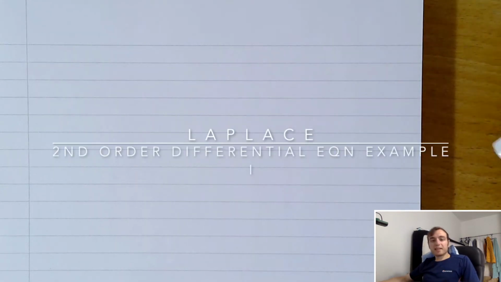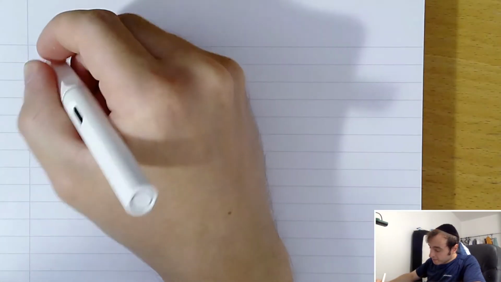Okay, so now that we've seen an example of a first-order differential equation being solved using Laplace methods by setting up a linear equation, what I'm going to do now is do a second-order differential equation of the non-homogeneous type, just to show you just how easy it is to solve these equations using Laplace. So let's go in.